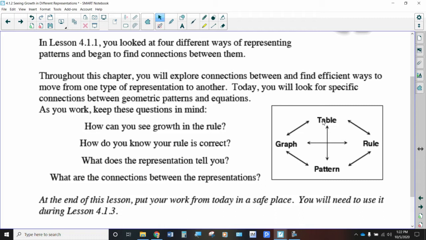And once you start seeing how the growth rate shows up in each one of these representations, then it makes it a lot easier to understand what type of problem you're going to be solving and use the tools that we've learned to solve those problems.